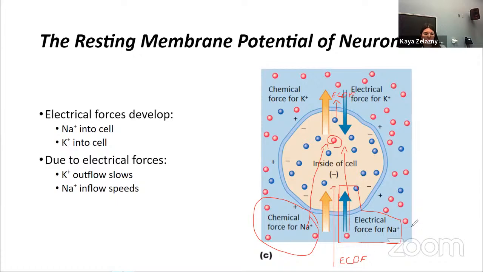I'm emphasizing the strength of this force on the sodium because when we talk about action potentials, which is how neurons signal to each other, we're going to see that there's a point in time when we let sodium into the cell, when we make that membrane more permeable to sodium, and sodium is just going to flood in because of this strong force.